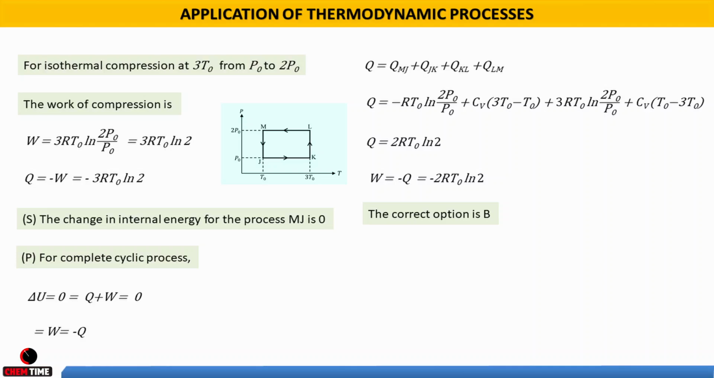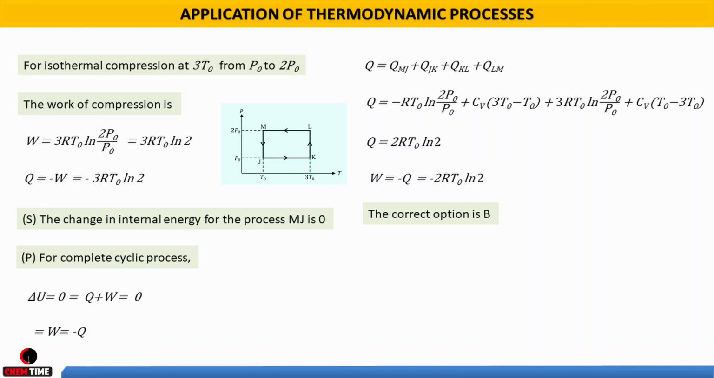The change in internal energy for the process MJ is 0 because MJ refers to a constant temperature process, and for a constant temperature process of an ideal gas, the change in internal energy will be 0. Now, for the complete cycle, delta U is equal to 0, which is equal to Q plus W as per the first law of thermodynamics for a closed system. That gives rise to W is equal to minus Q.